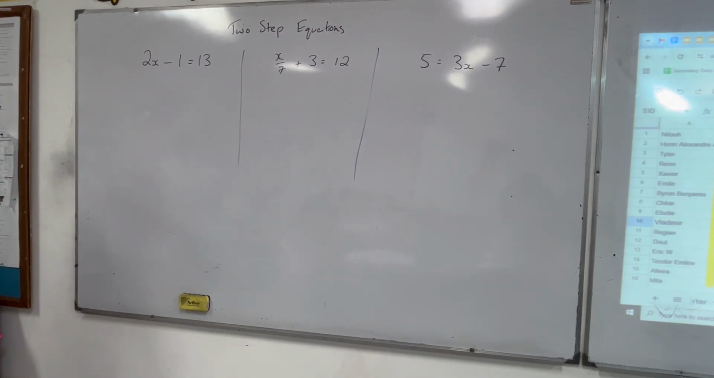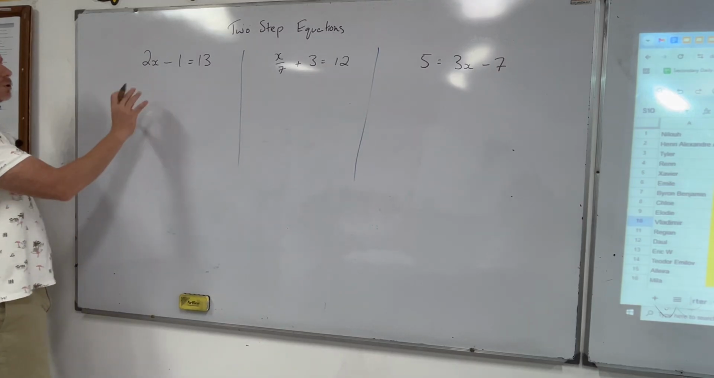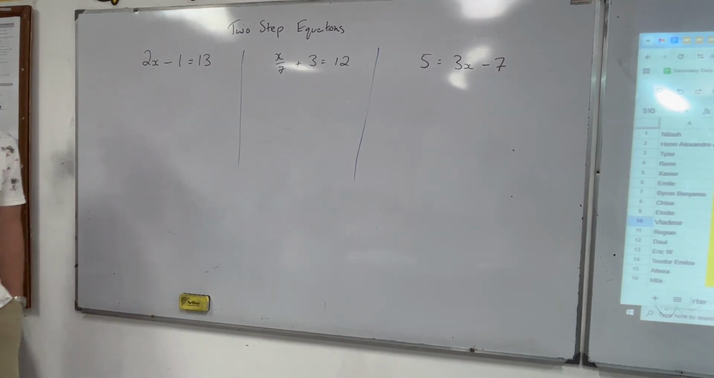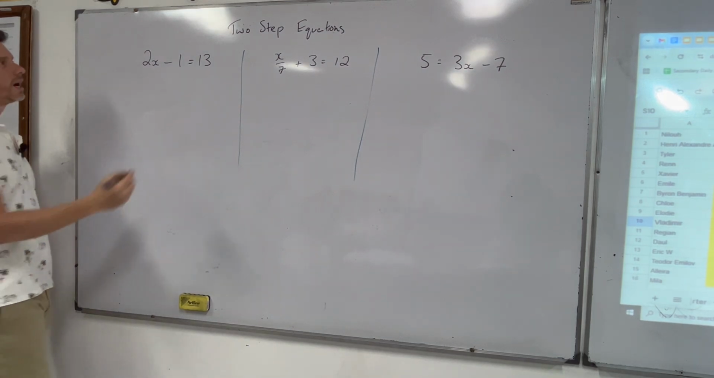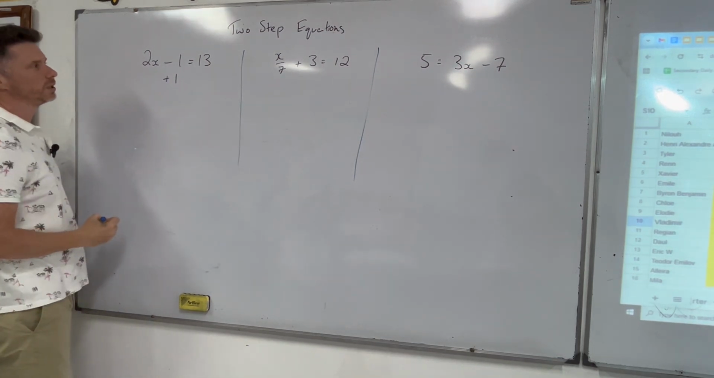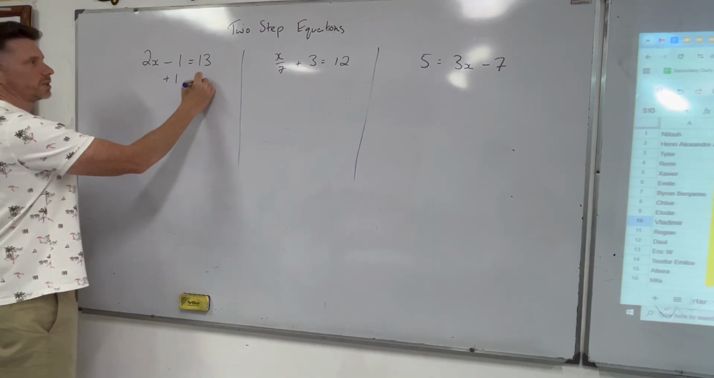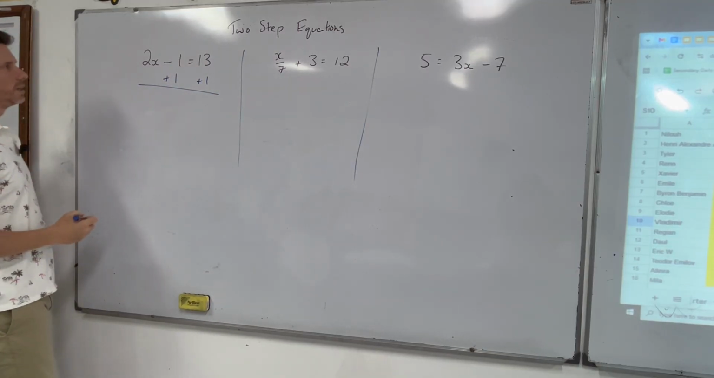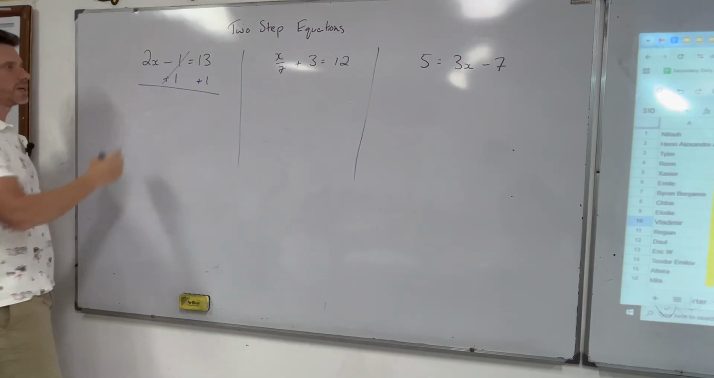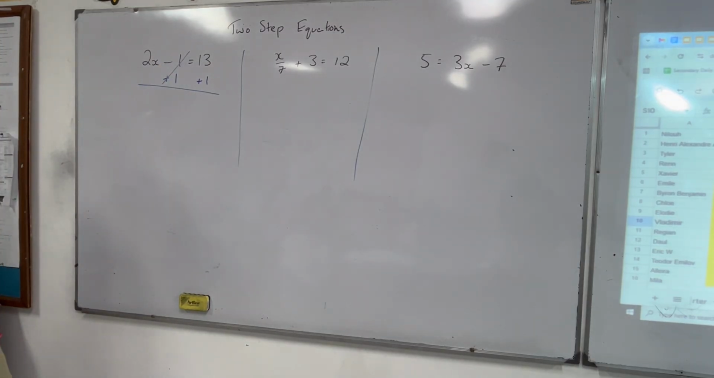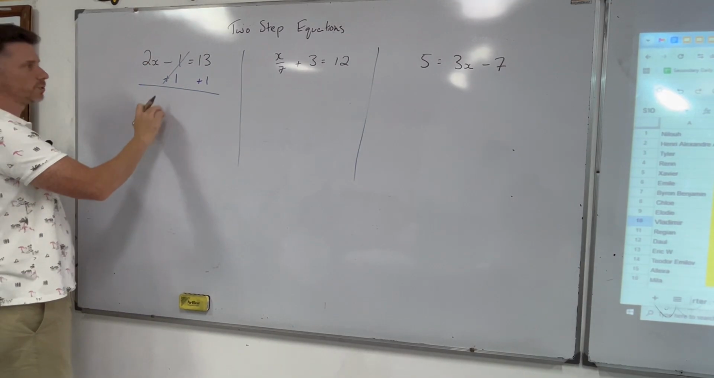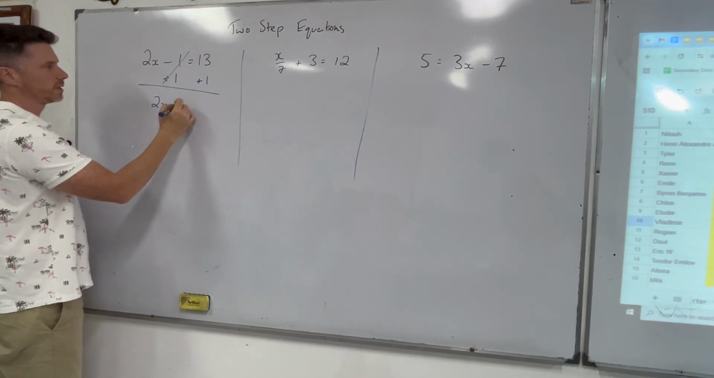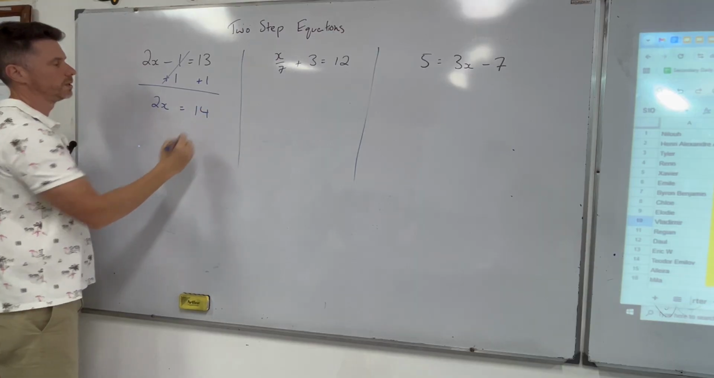All right. So for this first one, I am going to do something similar to what we did with the one step. We are going to get rid of this subtraction of 1. How do I get rid of the subtraction of 1? Do the opposite, yes. Add 1 to both sides of this equal sign barrier. And then I draw a line underneath, and I know that every time I do something like this, something's going to go. The minus 1 is gone, that's great. Minus 1 plus 1 is 0. 2x is still here, and the equal sign is still there, and 13 plus 1 is 14.